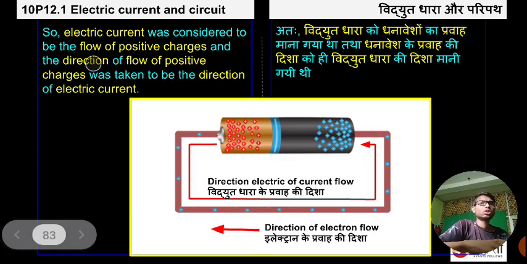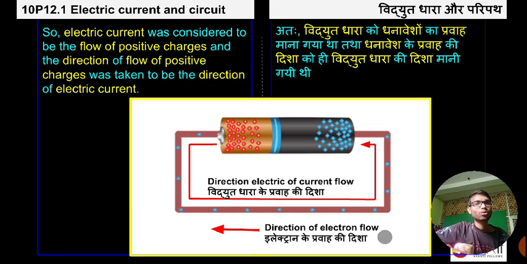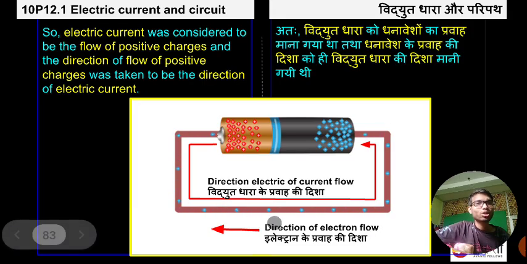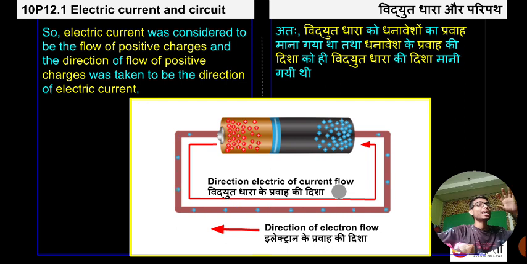So electric current was considered to be the flow of positive charges, and the direction of flow of positive charges was taken to be the direction of electric current. Here we can see this is the direction of electric charges. It is coming from the positive terminal. So this is not the direction of electron flow. This is the direction of electron flow, and just opposite of this electron flow is the electric current. This is the direction of electric current.